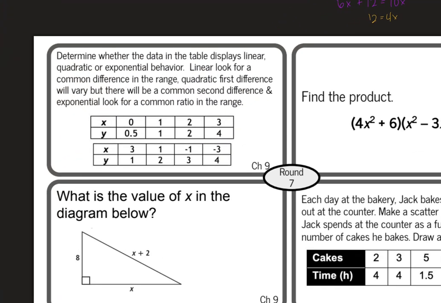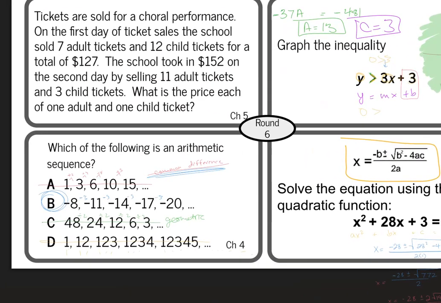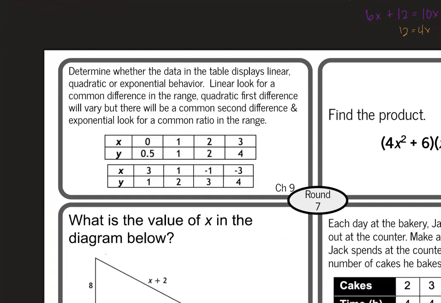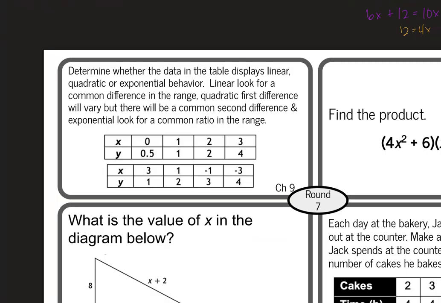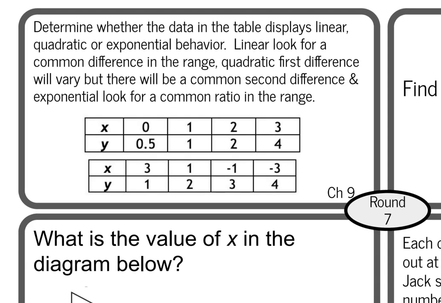Linear, quadratic, or exponential equations based off the table. Well, linear has a common difference we mentioned over here, and quadratic has a first difference that will vary and a common second difference, but we didn't really talk about that ever, so don't worry about it. And then exponential is going to have a common ratio in the range. So how you figure this out is basically you go from x to x to x, y to y to y, and tell what happened.